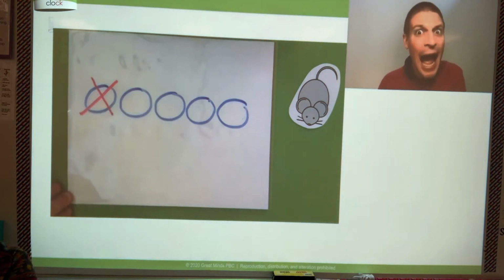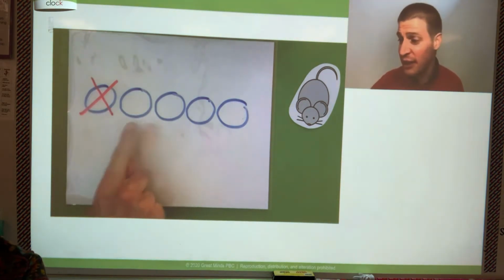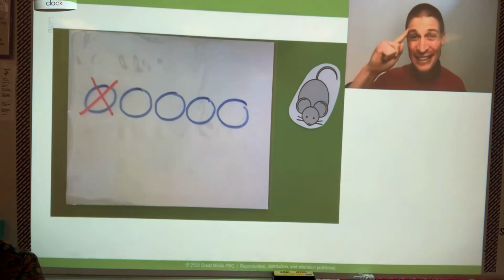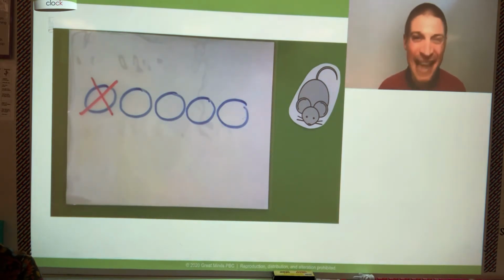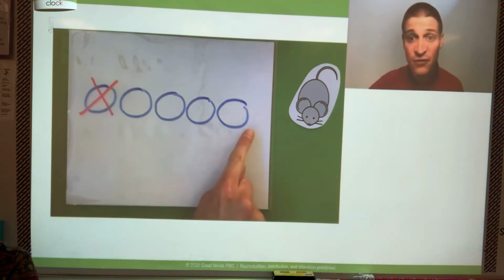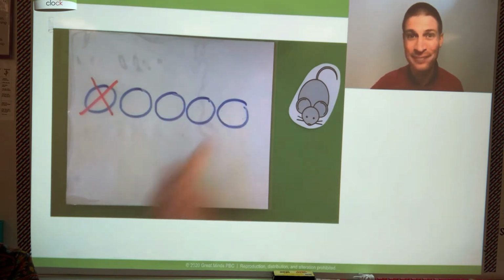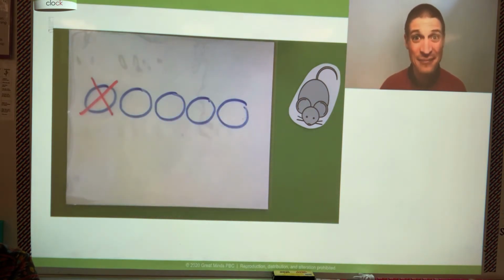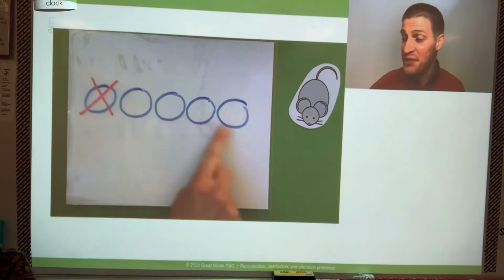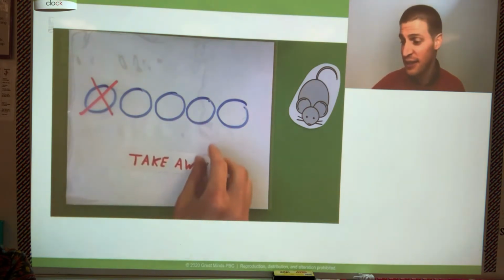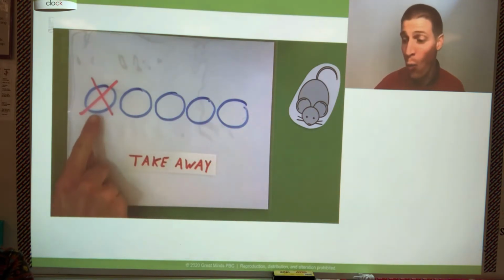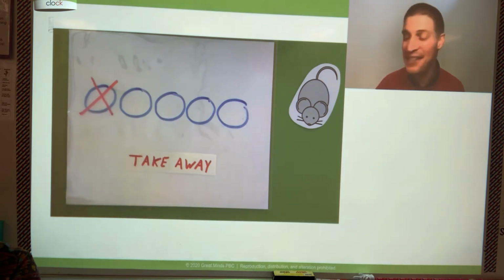So do what he did. How many pieces of cheese do we have left? Think. Say it. You can show me. Yes, good. We have 4 pieces of cheese left. 1, 2, 3, 4. Listen carefully. 5 pieces of cheese. Take away 1 piece of cheese is 4 pieces of cheese.